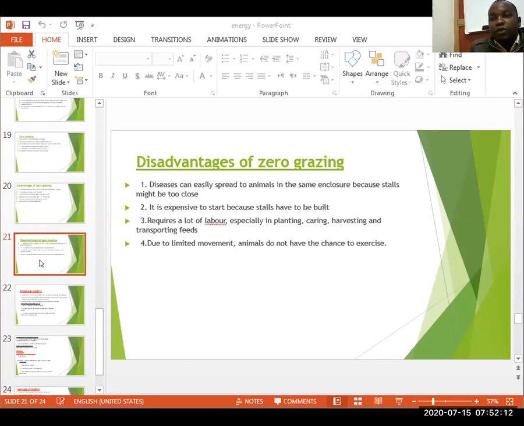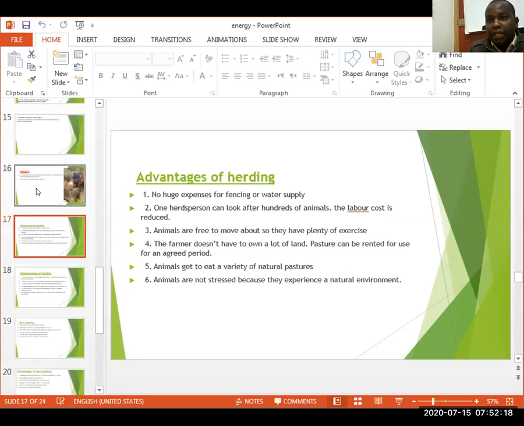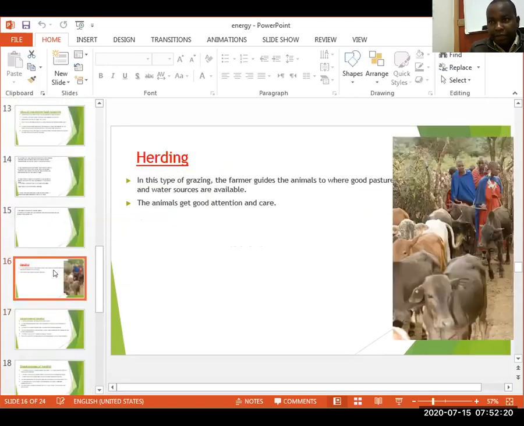Now we move to another method of grazing, which is called herding. Now, in this type of grazing, you can see in the picture below, the farmer guides the animals to where good pasture and water sources are available. Then the animals get good attention and care.